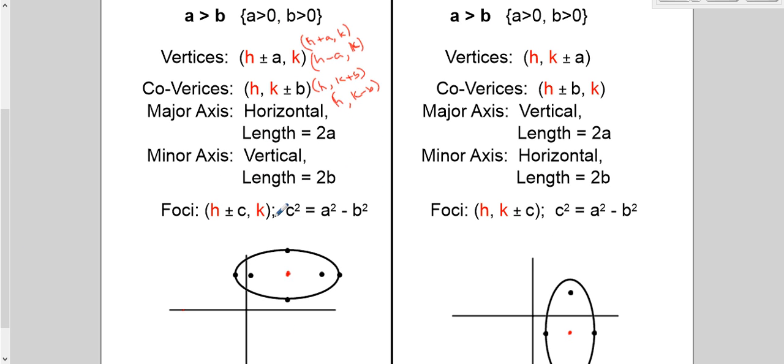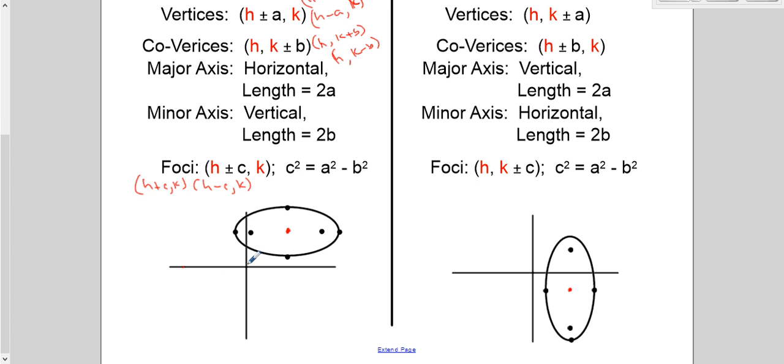Your foci use the value of c. C is found by doing c squared equals a squared minus b squared. And you have the foci going along the same axis as the vertices, so the major axis, and you're going to add and subtract c to the h. So you're going to have (h plus c, k) and (h minus c, k) for those points.